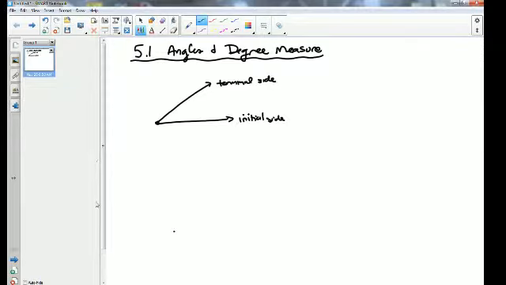When we study angles, a positive angle will always go counterclockwise. What's this called? Vertex. Yeah, it's a vertex. Good. All right, so there's your angle vocabulary.